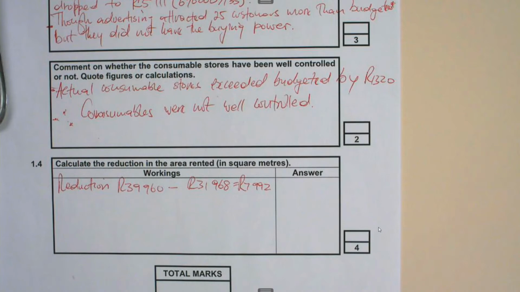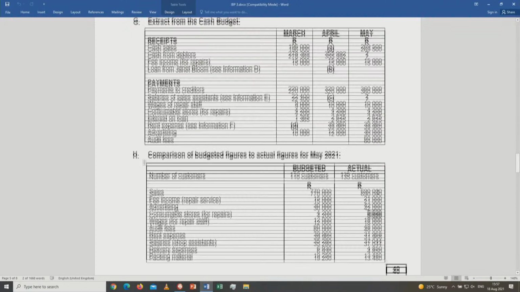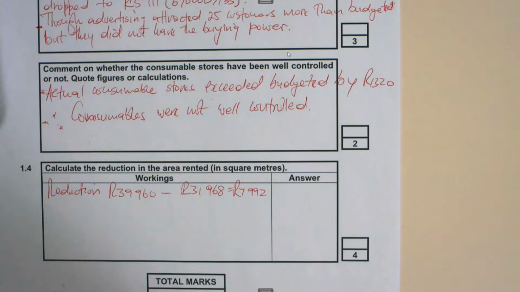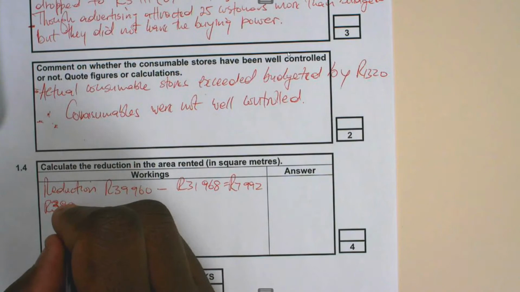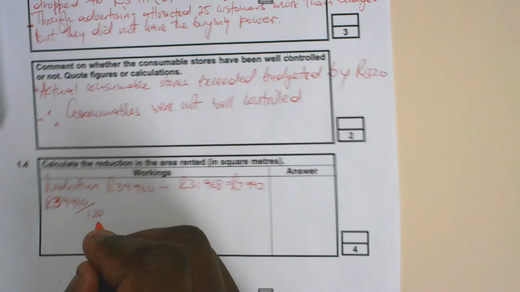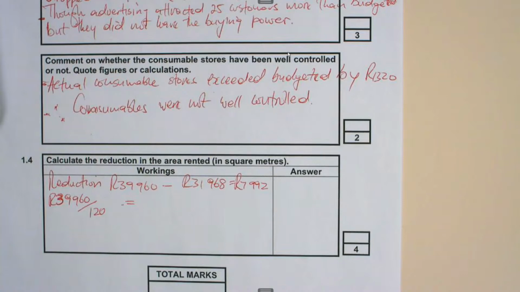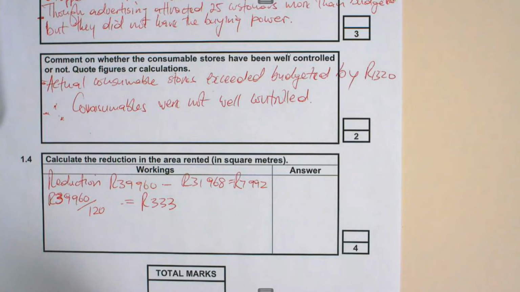Then we check. Remember the square meters is 120 per square meter. We'll check: 39,960, and then we divide by 120. You'll get 333. This was per square meter before the reduction.